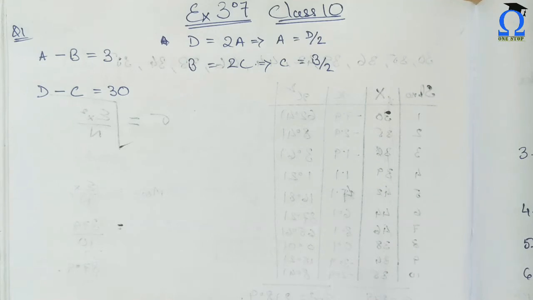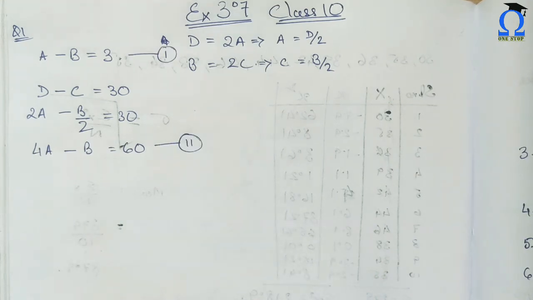Now I will be replacing Dharam and Kathy in terms of Ani and Biju. So Dharam, I know it is twice of Ani, and Kathy is actually half of Biju, right? Now we have got our two equations like this. Understood? And of course we can further solve the equation like this.